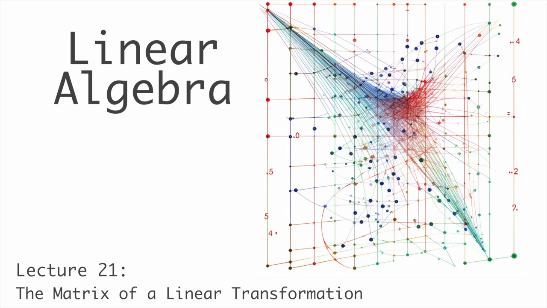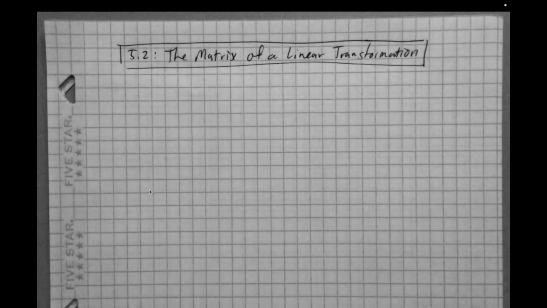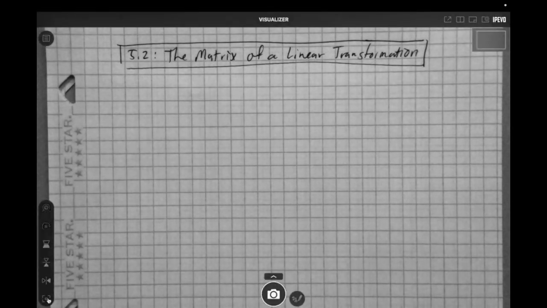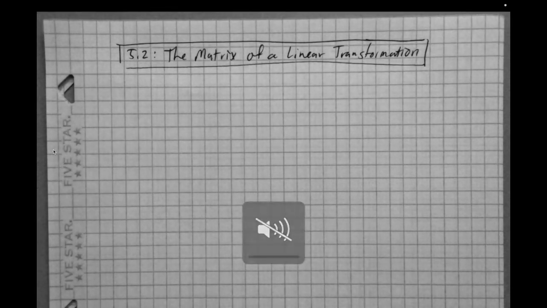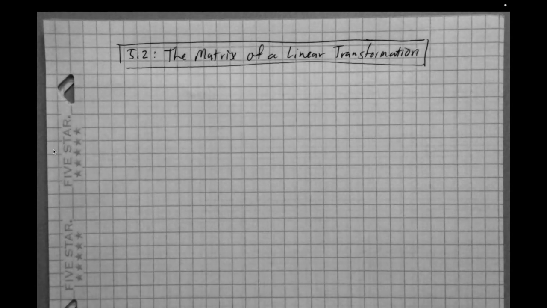Okay, so let's go ahead and jump into it. We'll call this section 5.2, the matrix of a linear transformation. So in this section, what we're interested in seeing is the way in which a linear transformation is determined by its effect on a basis.